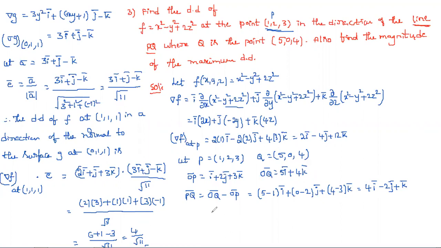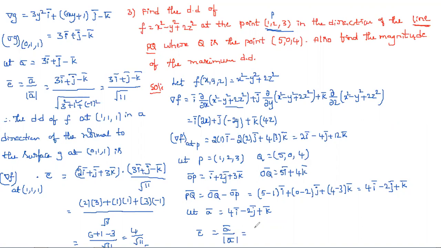This is only the direction. If you want, you can give the name for this one as A bar is equal to 4i minus 2j plus k. And immediately what you need to calculate is the unit vector: e bar is equal to A bar by modulus A bar.